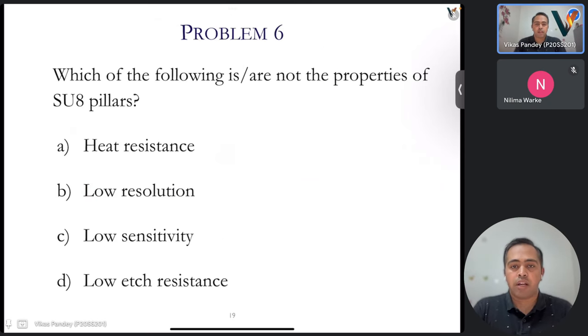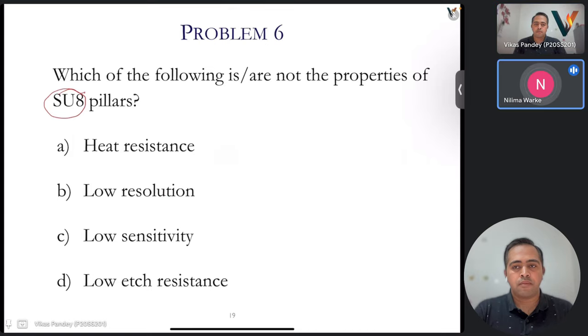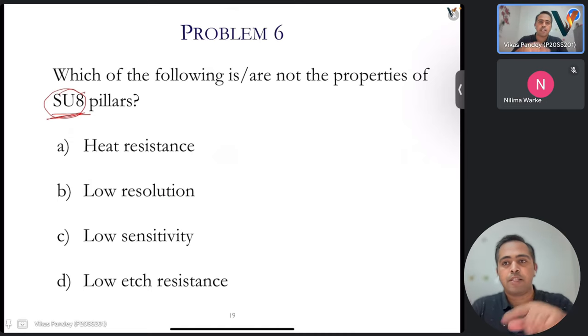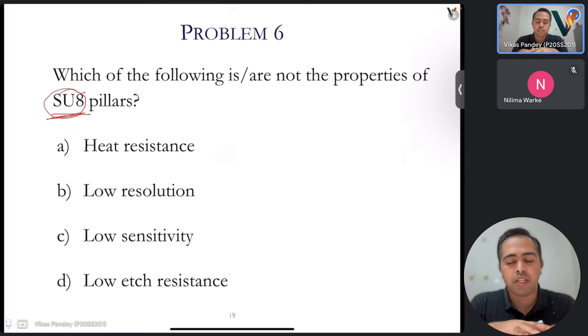Which of the following is or are not the properties of SU8 pillar? Do you know SU8? What is SU8? It is a negative photoresist. Yes, very fine. Yes, now your sound is also coming. So SU8 is a negative photoresist, and along with being a negative photoresist, it has other purposes also. It is used in many other things, like creating a tank for bioreactions and these things. It is used a lot.